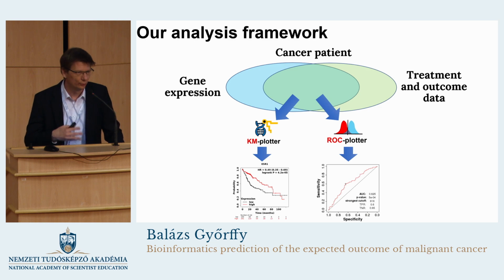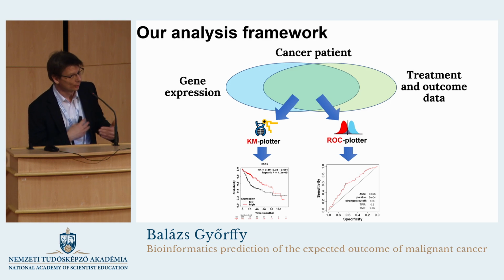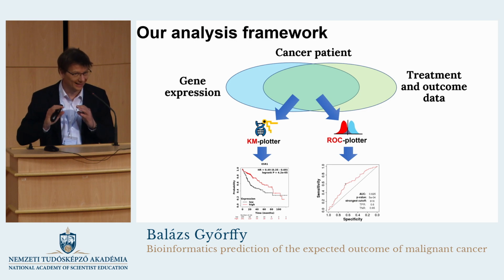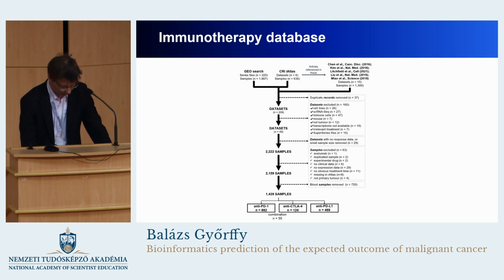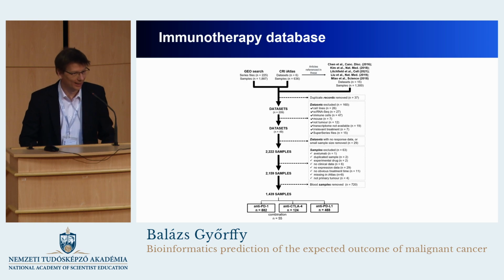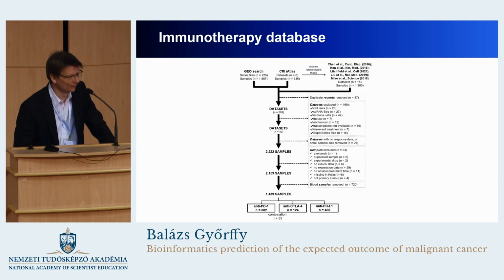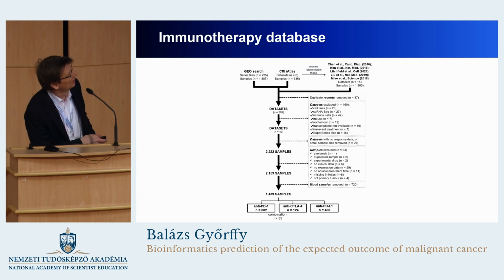Okay, so what do we do with this study? Let's go back to our project, where we take the cancer patient, we get the gene expression from the tumor, and we get the treatment and outcome data for these patients. And then we integrate this into a bioinformatics tool where we can analyze all this data. So what we made for immunotherapy-treated patients, we established a similar database. We looked up large public repositories about studies where patients in clinical trials were treated with immunotherapy inhibitors. So we checked about 500 studies.